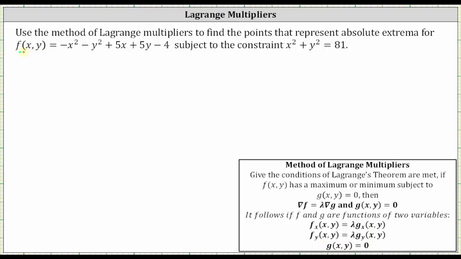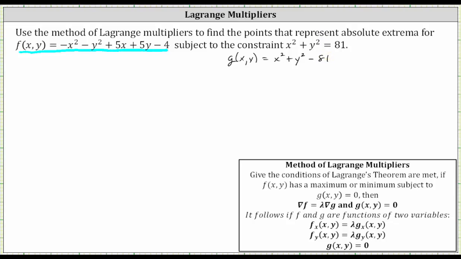So we have f of x comma y, but we need to write the constraint x squared plus y squared equals 81 in the form of g of x comma y. To do this, we need to set one side of the equation equal to 0. Let's go ahead and subtract 81 on both sides, which gives us g of x comma y equals x squared plus y squared minus 81.